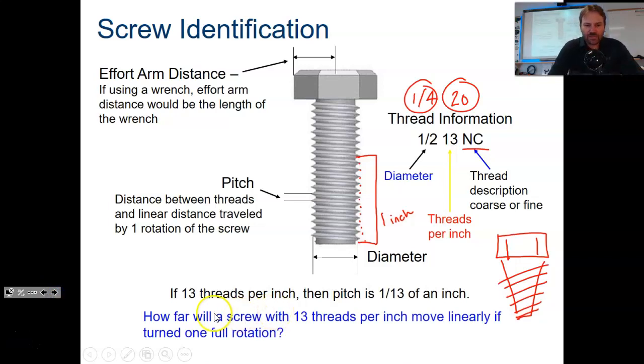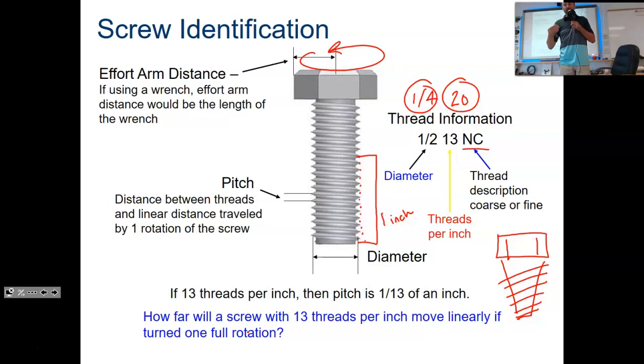It says, how far will a screw with 13 threads per inch move linearly if you turn it 1 rotation? That's clever. So if we turn this bolt right here in this picture around once, it's going to go 1/13 of an inch.